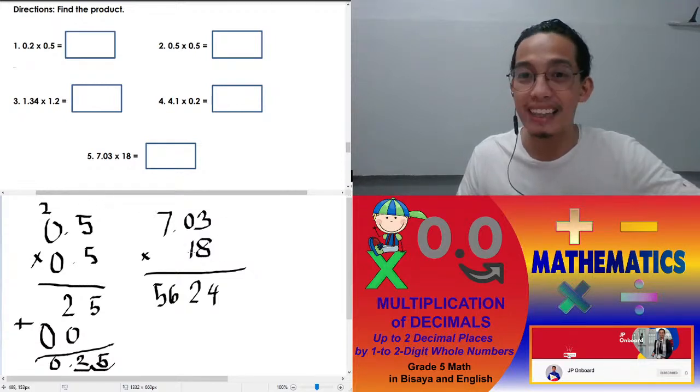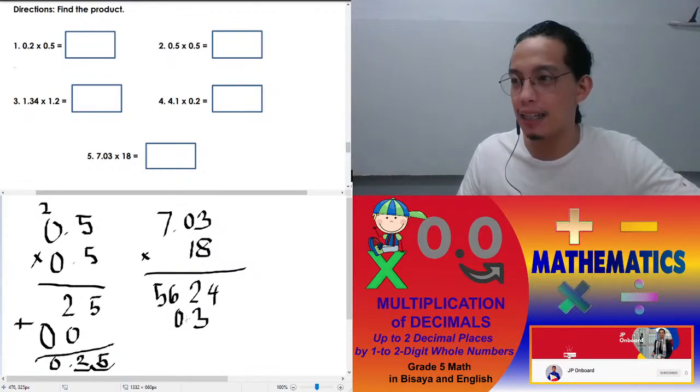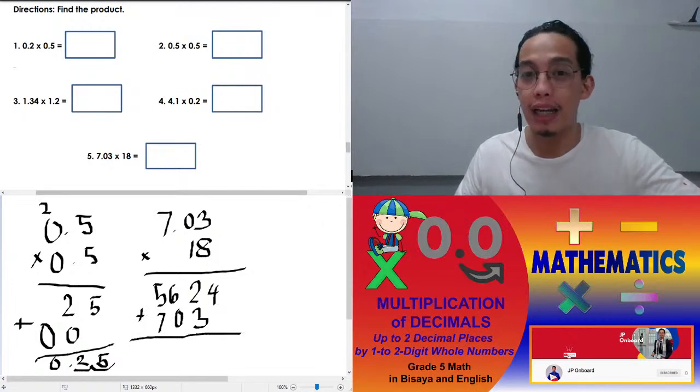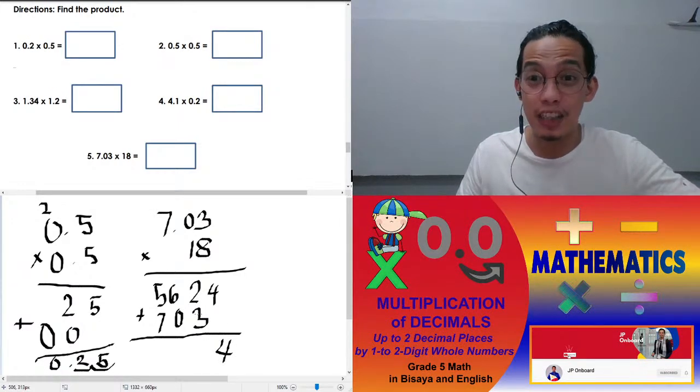Next digit is 1. 1 times 3 is 3. 1 times 0 is 0. 1 times 7 is 7. And then you add it. 4 plus nothing is 4. 2 plus 3 is 5.